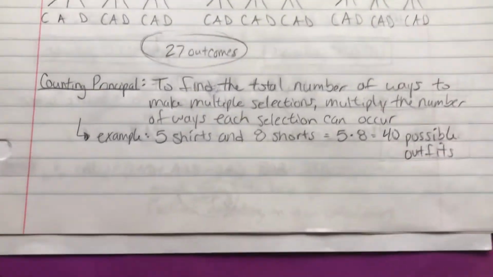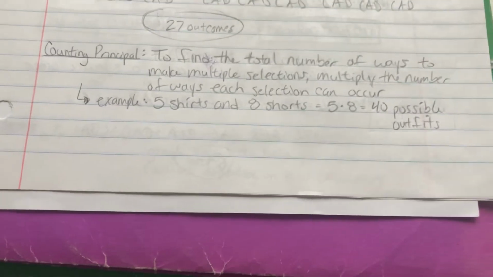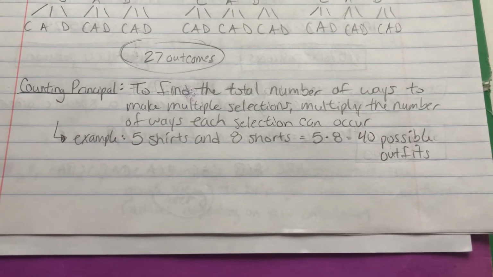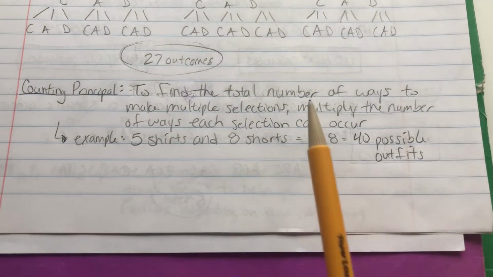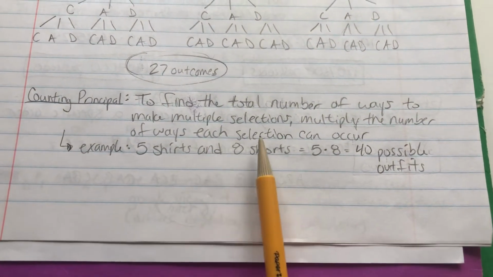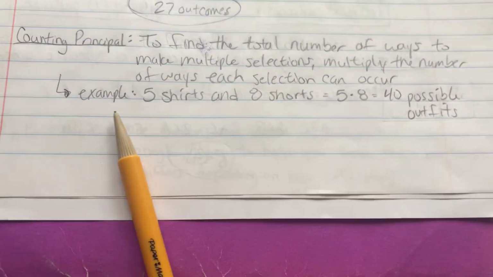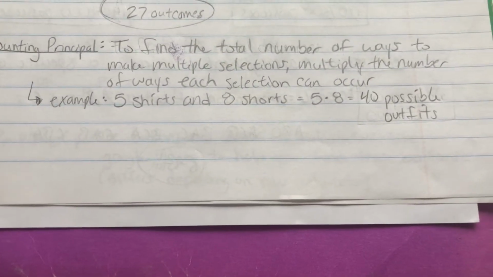So that's why something exists called the counting principle. The counting principle is a way to find the total number of ways to make multiple selections, and you do so by multiplying the number of ways each selection individually can occur. So let's do this quick example here, and then we'll bounce back up through the movies.